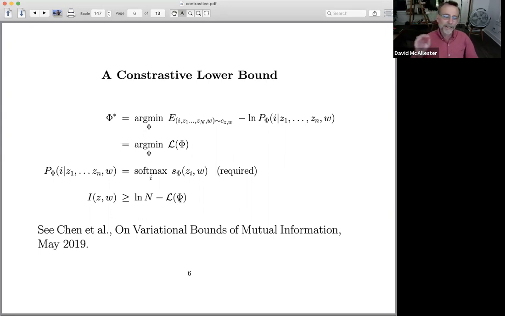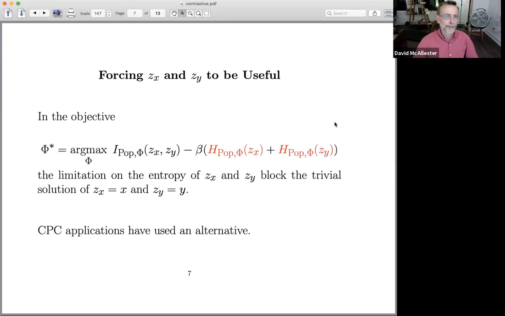So it's not a very powerful theorem because this log N is a very weak lower bound. But this discrimination task has proved very effective, and we'll get to that.